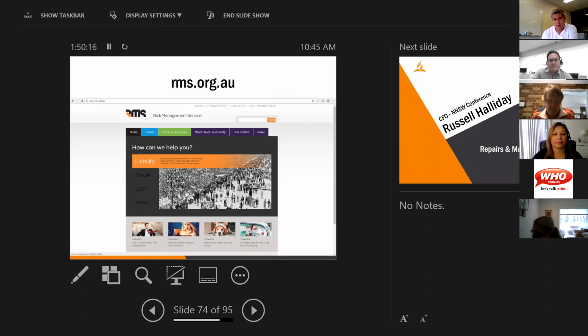You can also request a public liability certificate if you're hiring a hall. You can go onto the RMS website and fill in the form there, and they would send out coverage for public liability for hall hire.